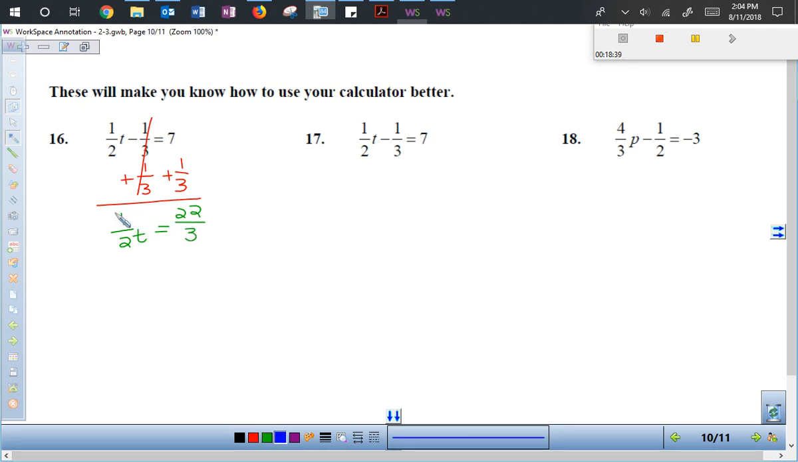Now I want to get rid of this 1/2 times t, but remember we do not divide by fractions, instead we multiply by the reciprocal. So the reciprocal of 1/2 is just 2 over 1. So the left side is going to cancel out and leave me with t. On the right side, we are taking a fraction times a fraction, so 22 times 2 is 44, 3 times 1 is 3. And that cannot simplify because the factors of 3 are just 1 and 3 does not go into 44. Pause the video, check that with your calculator, please.